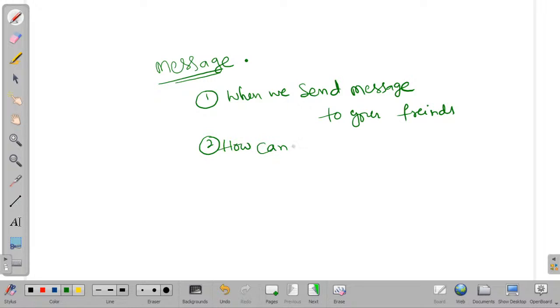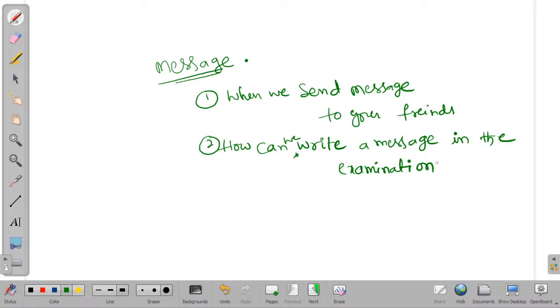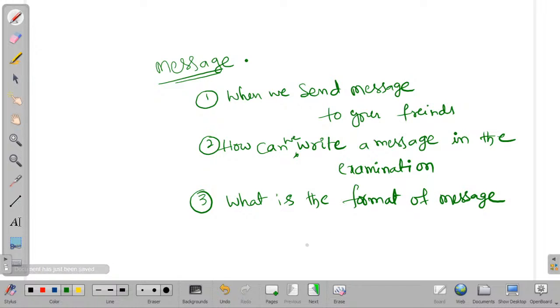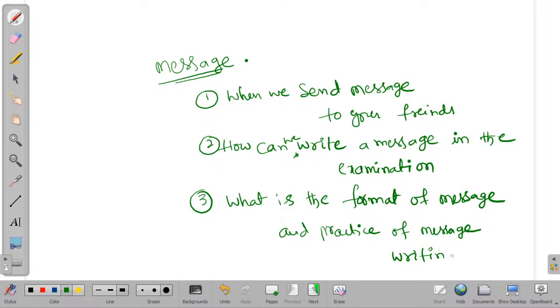How can we write a message in the examination? What is the format of message, and practice of message writing? All these things we are going to learn today.